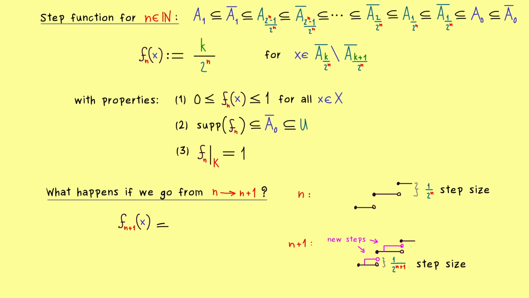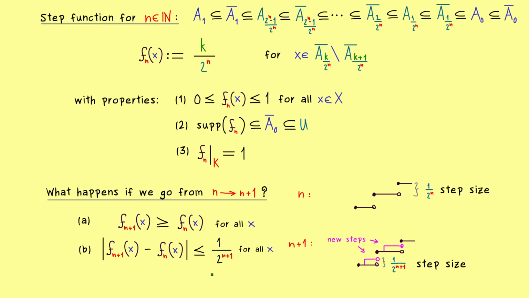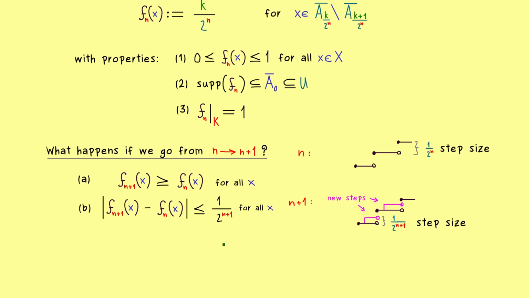So in summary, we get two important facts out here. First, we know the values are non-decreasing. So no matter which x we consider, f_{n+1} of x is always greater or equal than f_n of x. And second, this maximal increase we could have is definitely bounded by the step size we have in the step n plus 1. And this is quite helpful because it's always a power of 2.